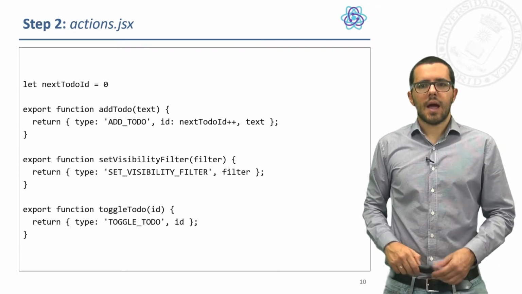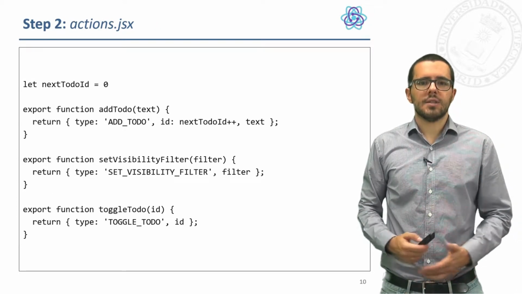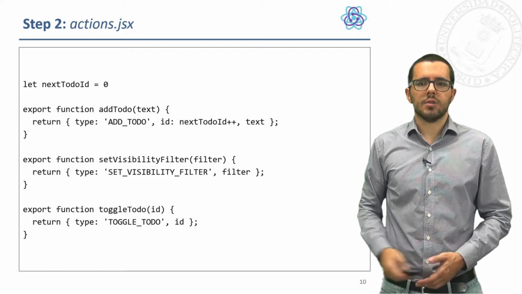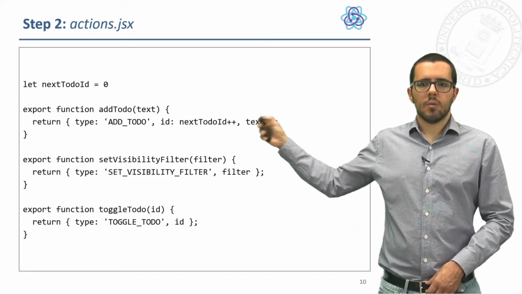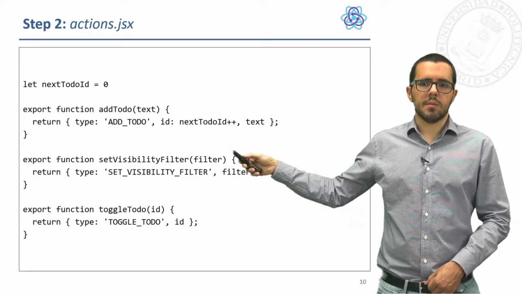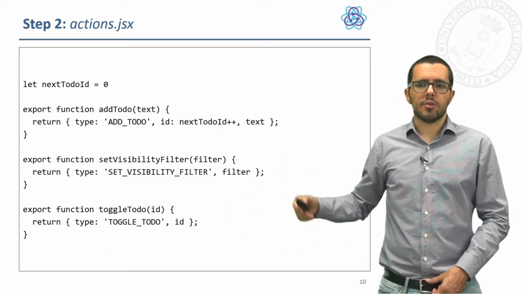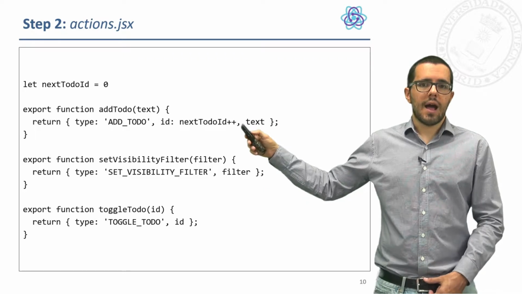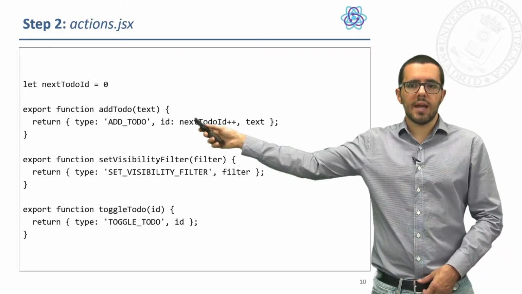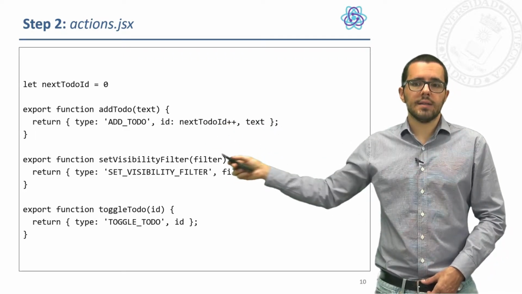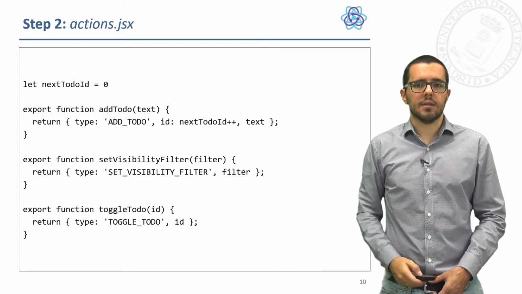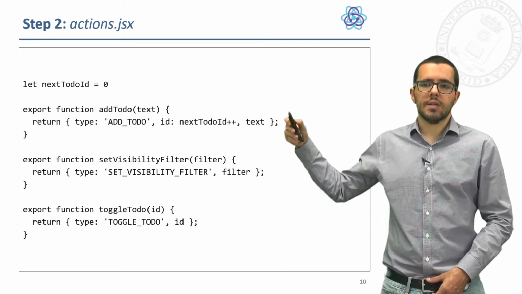Let's start with actions. What are the actions that I can do in this application? Well, add a to-do, set visibility filter, or toggle a to-do. These are action creators. They only return a JavaScript object with a type and more data that I will need to modify the state. So the actions in this application are quite simple.